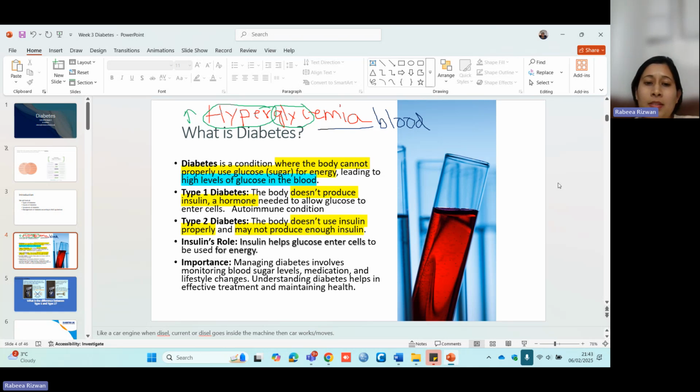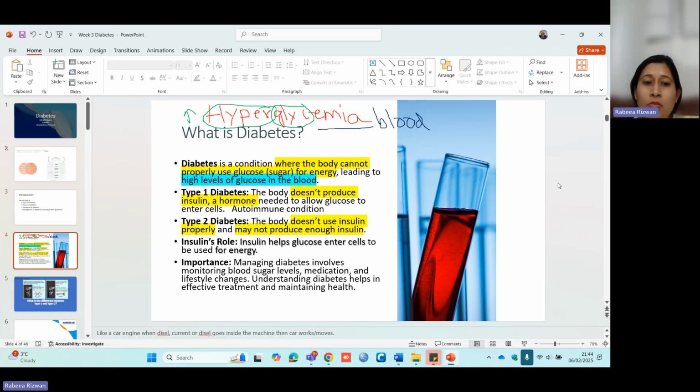Type 1 diabetes occurs when the body doesn't produce insulin, a hormone needed to allow glucose to enter the cells. It's an autoimmune condition, and it's usually prevalent in childhood. While type 2 diabetes is prevalent in adult age, not specifically in childhood, and it's not specific like type 1. It's a little bit different. What happens in type 2 diabetes is that the body doesn't use insulin properly and may not produce enough insulin. Now, you may be thinking, what is insulin?